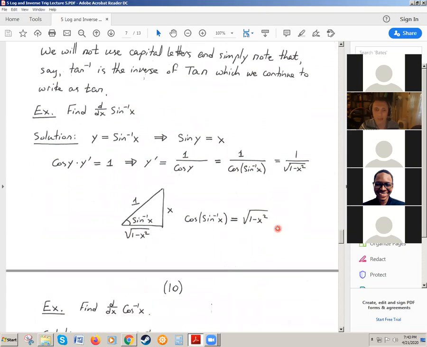If you are with me, your goal now is to find the derivative of cosine inverse. Go ahead, calculate it, and then we will work through it. I want the derivative of cosine inverse.